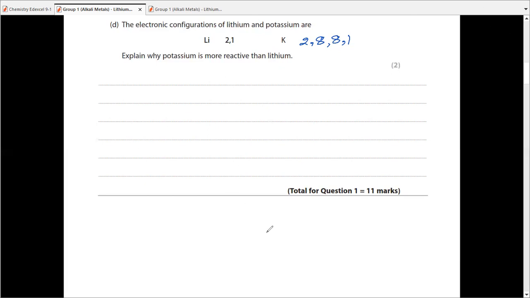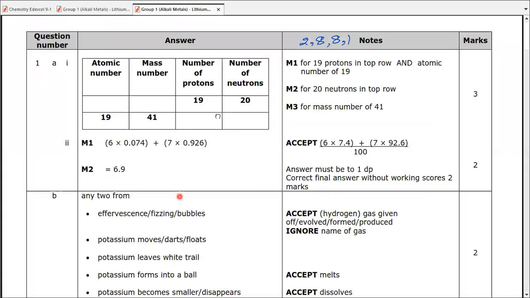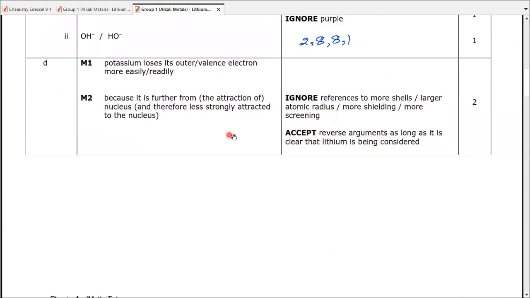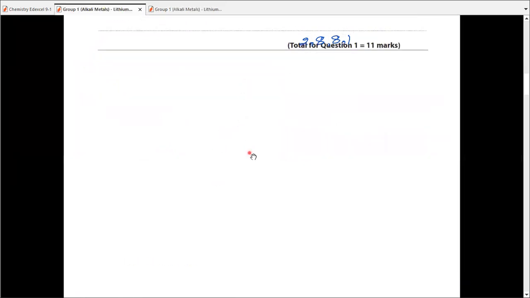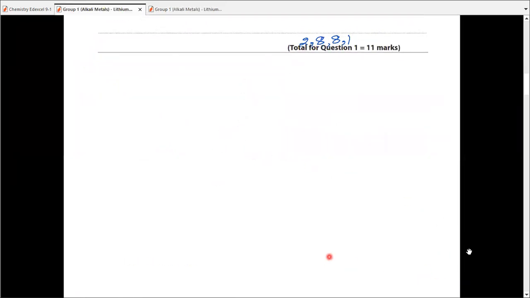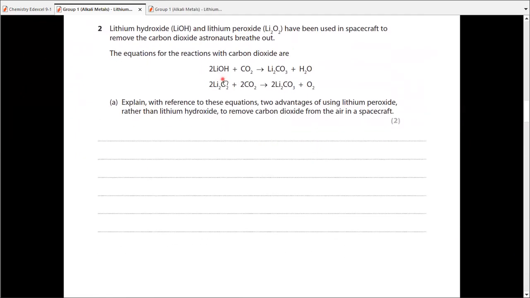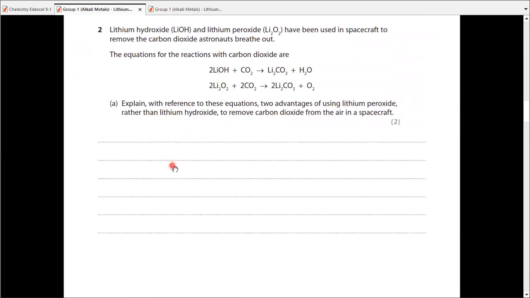And the same thing is mentioned if I move on over here. Potassium loses its outer electron more easily or readily. That's because it's farther from the nucleus and there is less attraction. So good, 2 points. You can either talk about potassium or you can go for the reverse argument and talk about lithium. Since you talked about both, your answer was bigger, but that's fine. If you can manage writing it in the set time, that's completely all right. We're done with the first question. We can start on question number 2 later.